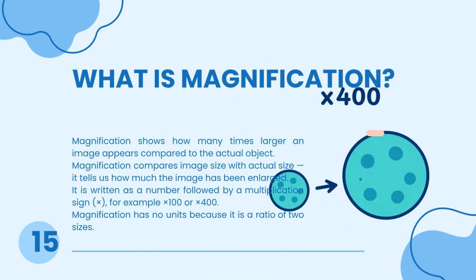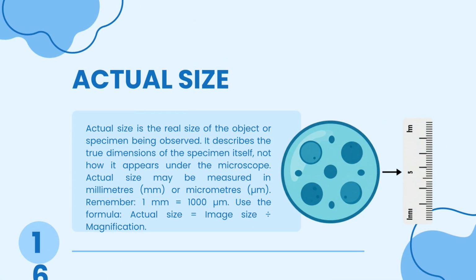Finally, magnification is the ratio of an image's size to the object's actual size, usually written with an X symbol, and has no units. Actual size is the real dimension of the specimen being observed. Remember, 1 millimeter equals 1,000 micrometers. You can calculate the actual size by dividing the image size by the magnification.